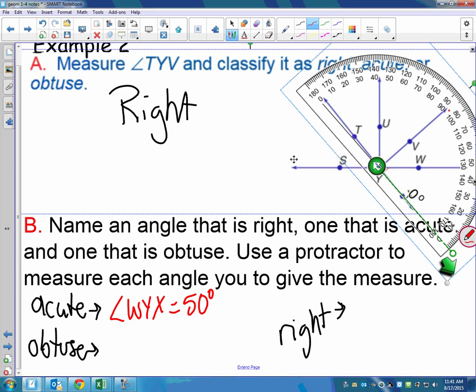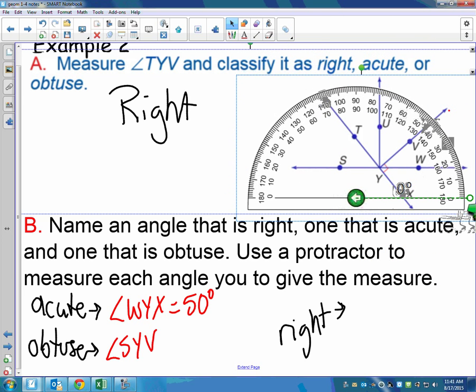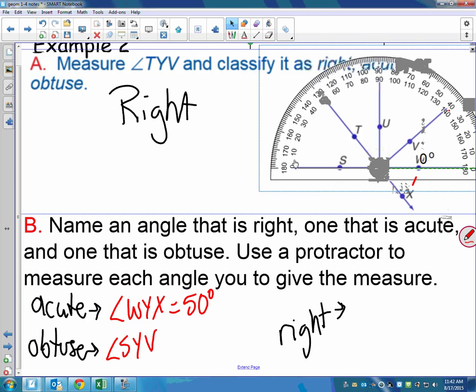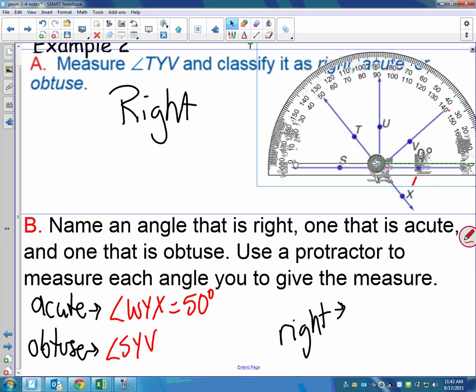Anyone find an obtuse angle they want to share with me? Eric? Angle SYV. SYV is like starting here. Definitely, I agree that's obtuse. And what did you get as your measurement?